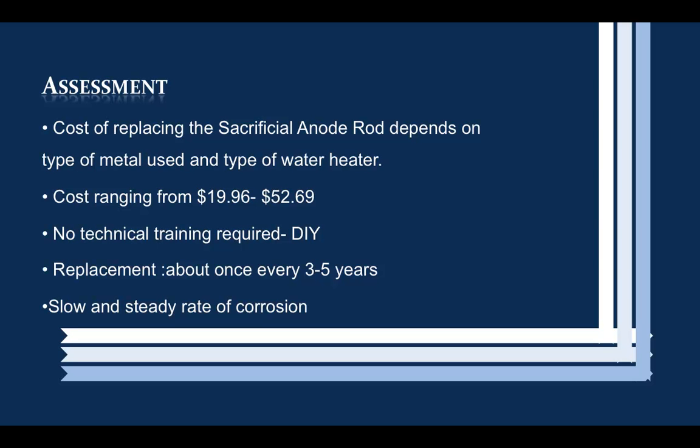The assessment of the sacrificial anode rod. The cost of replacing this mechanism depends on the type of metal used and the type of water heater used. The cost ranges from $19.96 to $52.69. There is no technical training required to replace the sacrificial anode rod. It can be done by any member of the household above the age of 18, and it needs to be replaced about once every 3 to 5 years. And the rate of corrosion of this mechanism is slow and steady.